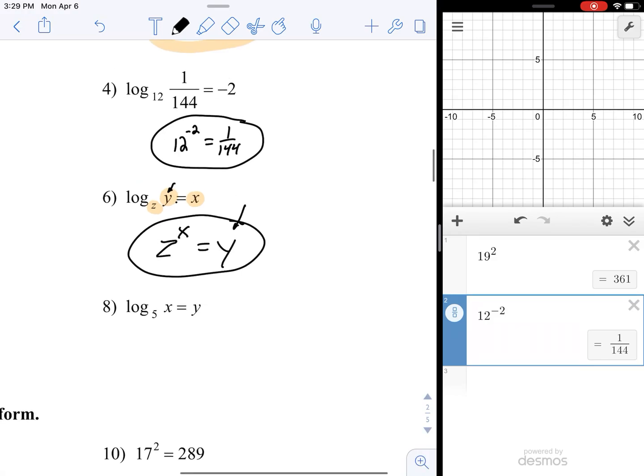Last one, number 8. What's the base? 5. What's the power? Y. And what's the answer? X.